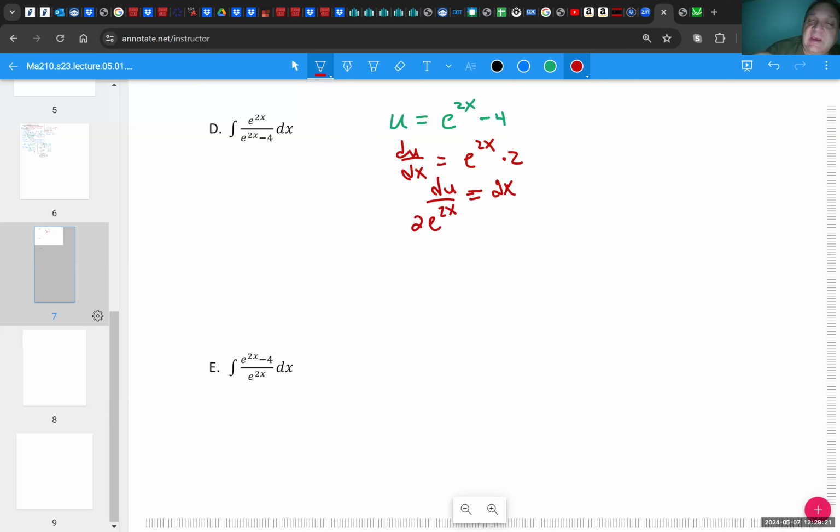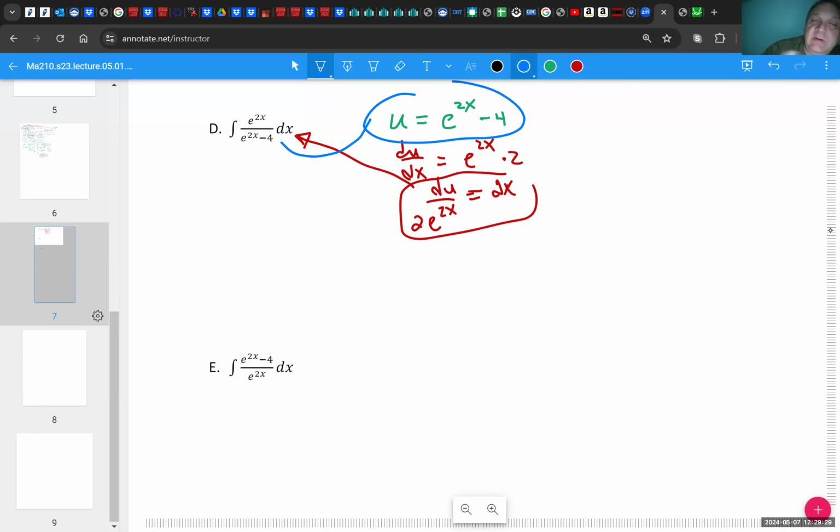And that's the dx I'm going to substitute in for here. And the u thing I'm going to put in for here. And what do I end up with? I end up with e to the 2x on top. On the bottom, I have, well, that's just u. And for dx, I have du over 2e to the 2x.